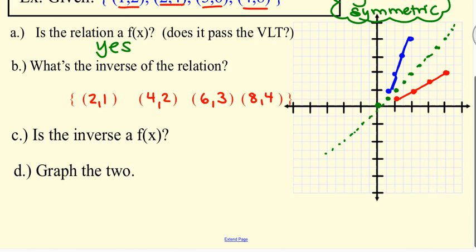All right, is the inverse a function? If we look at this red graph now, and we imagine drawing vertical lines again, it also passes the vertical line test. So it also is a function, yes.